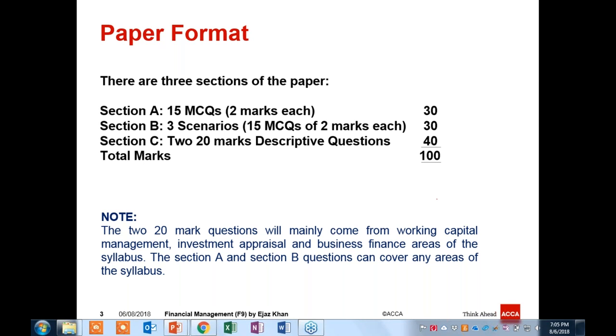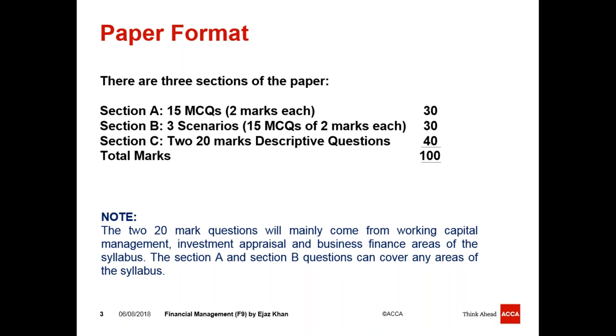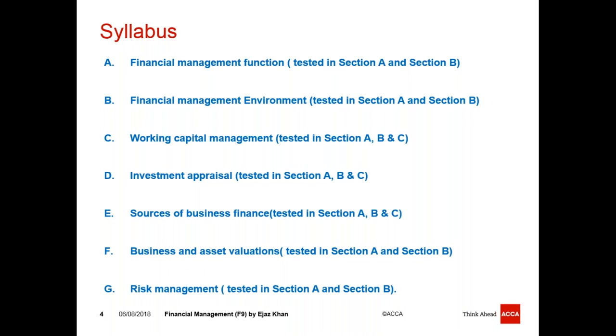So as with any other paper, here you will have to score at least 50% to pass this exam. Now, as per the syllabus and the exam guidance provided by ACCA, these two 20-mark questions will be from either of these following syllabus sections, that is working capital management, investment appraisal, and business finance areas. So this is the syllabus.